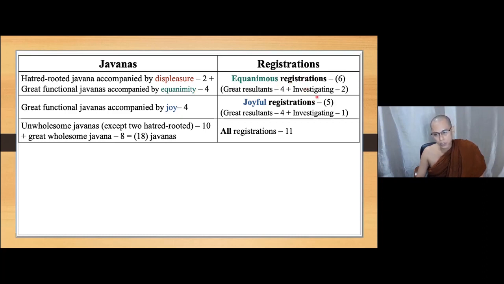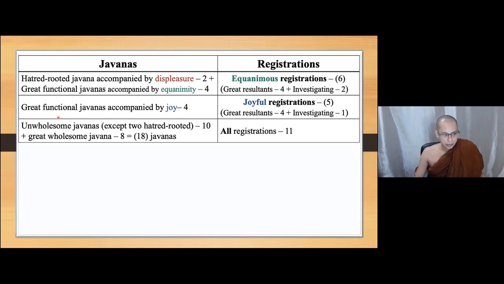So among the 11 registration, there are 6 registration accompanied by equanimity. That's why equanimous registration refers to the 6: two investigating consciousness accompanied by equanimity, and also great resultant consciousness accompanied by equanimity. They are 6 registration consciousness accompanied by equanimity. So this follows the equanimity jhana of the arahat, and also displeasure. This refers to the ordinary person, puthujjana, and trainee sekha. So we can say here, the first group, 6 types of jhana, can be followed by 6 types of registration accompanied by equanimity.